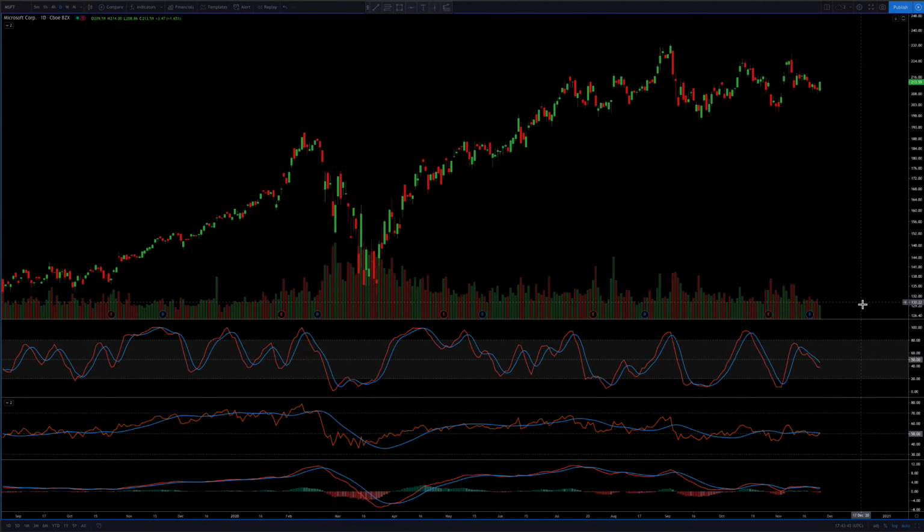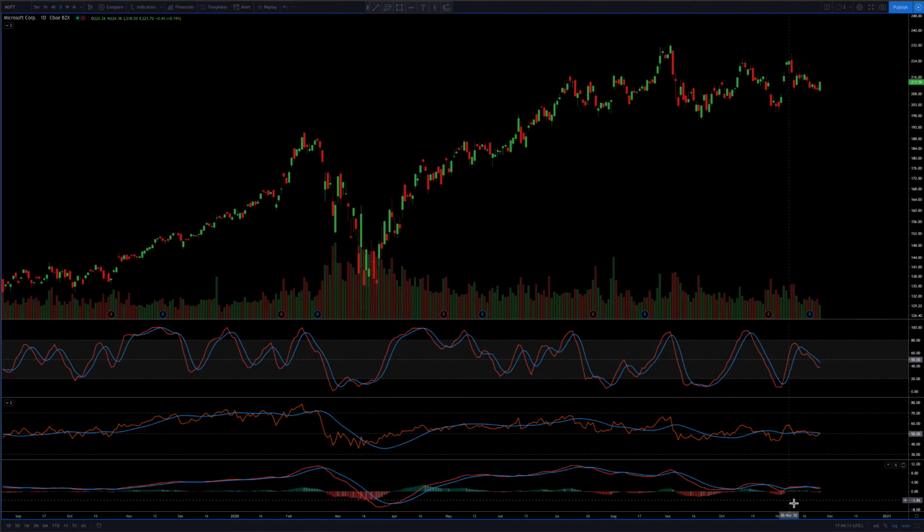Let's look at the Stoch RSI. It's crossed, dipping below the 50, which confirms the current price action, which is to the downside short term. Moving on down to the RSI, it is right near the 50. So again, that confirms sideways action.